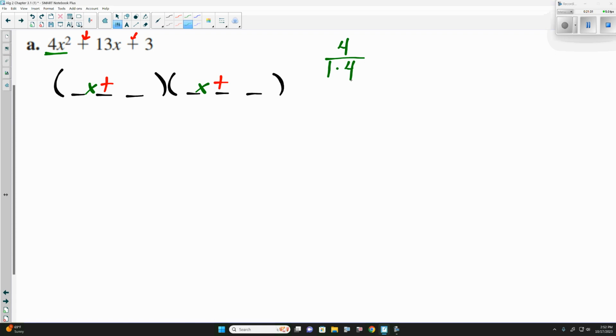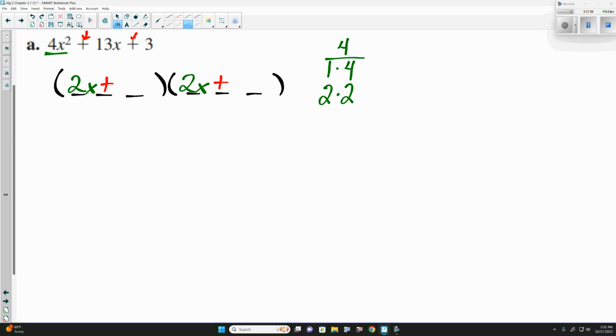Well, we have 1 and 4, and 2 and 2. Now, at this point here, we just need to pick. Doesn't matter which one we pick, because we will check it eventually to make sure it works. So what do we want to try first, 1 and 4 or 2 and 2? 2 and 2. So we'll put those in the first spots.